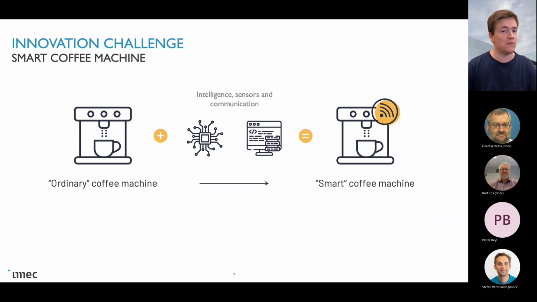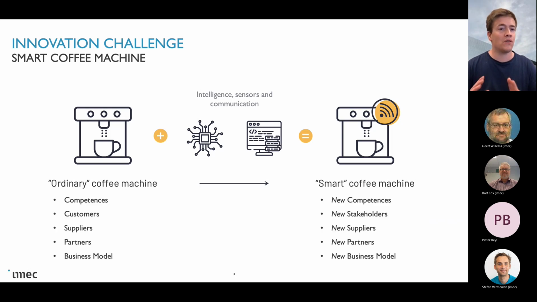You could add some personal preferences, but long story short, as an ordinary coffee machine producer, you basically have a set of competences and customers and suppliers, and once you add all of that functionality, part of those competences are going to start becoming new. So new capabilities are necessary, for example, to develop these sensors or communication. That means that you need new suppliers, you might partner up with new people. So it's that transition from something that we all know to something that is new, which makes having a structure better, and that's the reason the COOCK Smart Products project started.